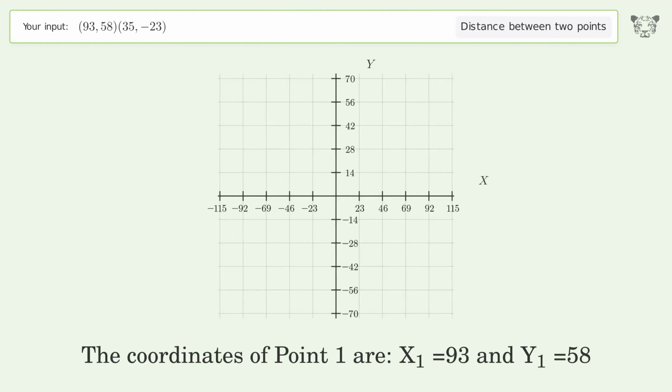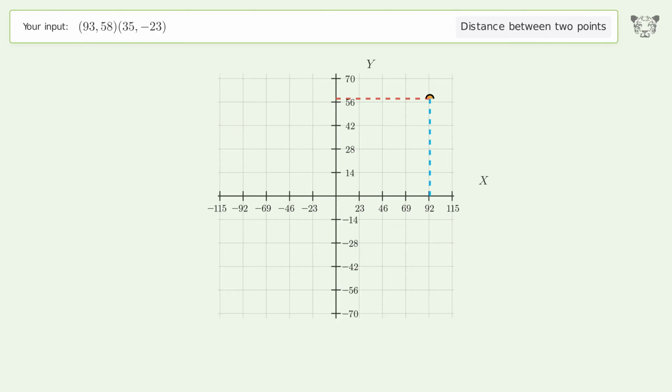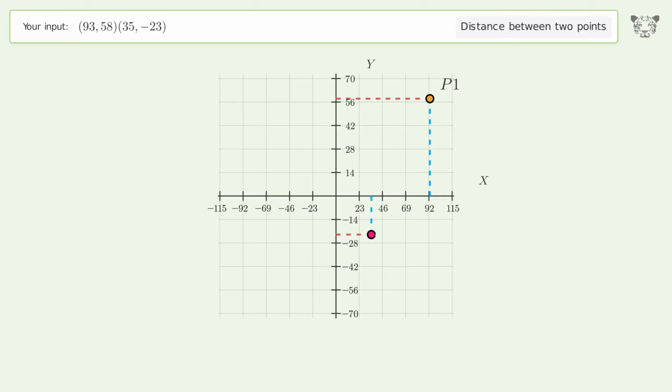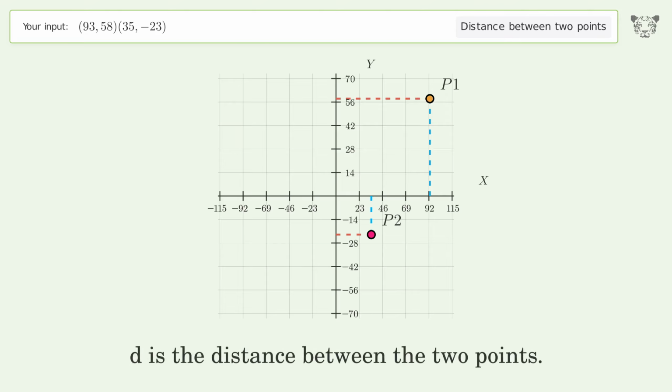The coordinates of point 1 are x1 equals 93 and y1 equals 58. The coordinates of point 2 are x2 equals 35 and y2 equals -23. D is the distance between the 2 points.